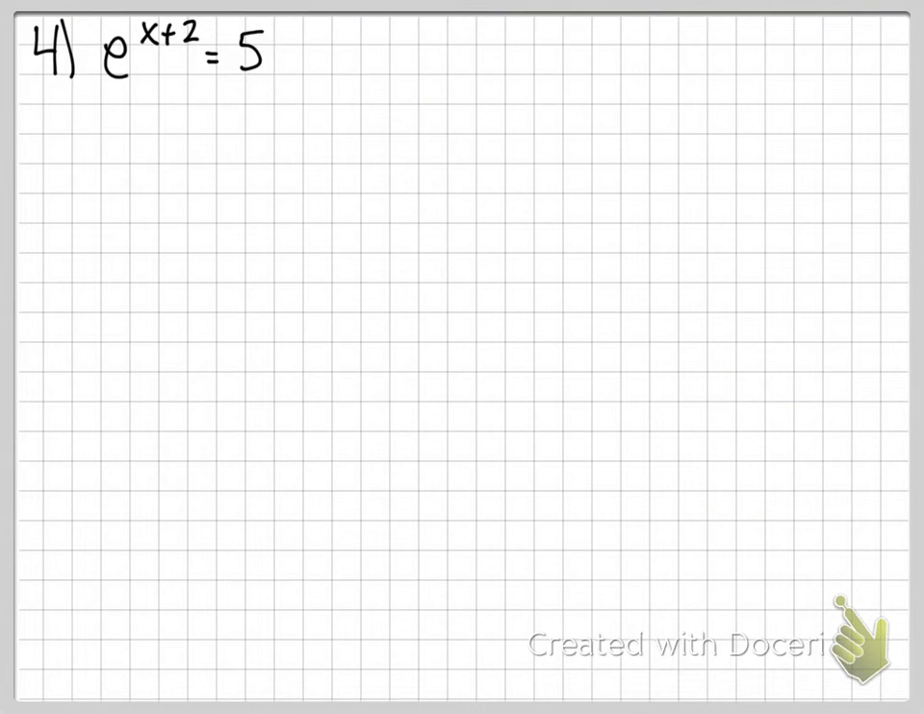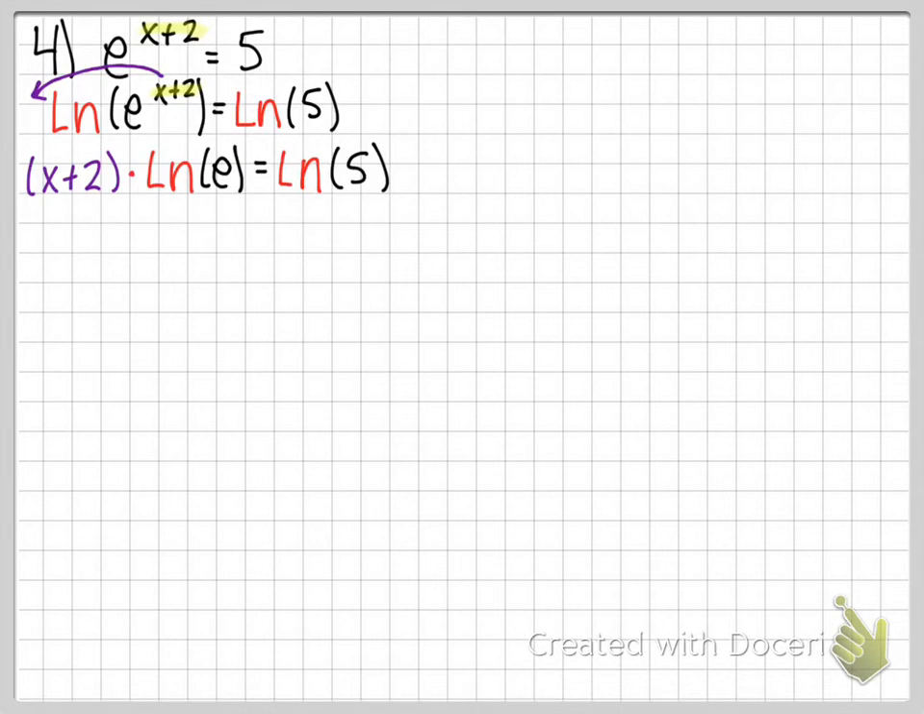Okay, so 2 more. So again, we have an x in the exponent, so we have to take the ln of both sides. The next step is moving this x plus 2 to the front. Remember, always put it in parentheses, especially when there's more than one term. Okay, now look at this. Do you recognize this? This term ln e means something.